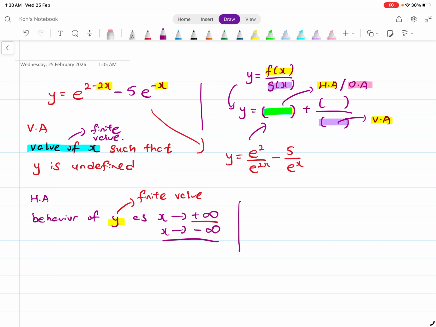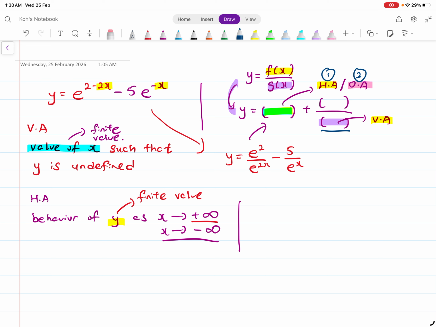Okay, so maybe let's do a very quick recap on our rational function first. If I'm given a rational function, let's just say y equal to f(x) over g(x), I can actually make it into this form such that I get y equal to the first bracket plus something over something, where this part will be either your horizontal asymptote or your oblique asymptote. Then of course, the vertical asymptote is actually the denominator right here.